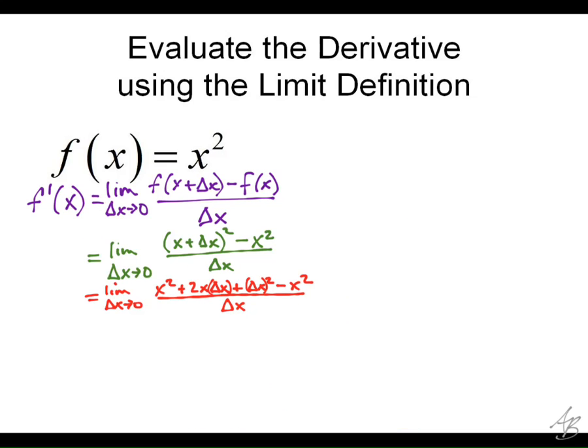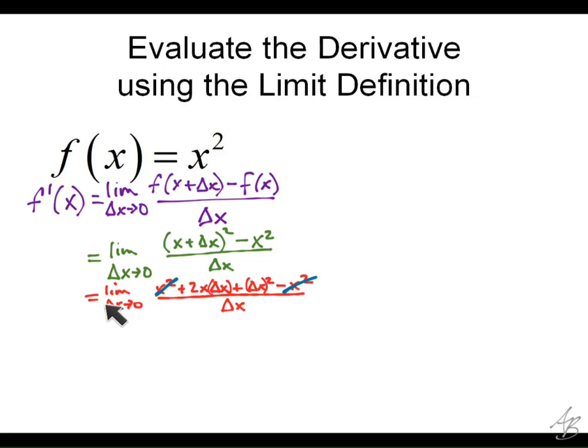And what's going to happen with this? The x squareds are going to cancel each other out. And then once the x squareds cancel each other out, we have a delta x in both terms up here. So what can I do with those? Factor one of them out and reduce it or cancel it with the one in the denominator. Now, the reason we can do that is because we know that delta x is not equal to 0. It's approaching 0, but not equal to 0.